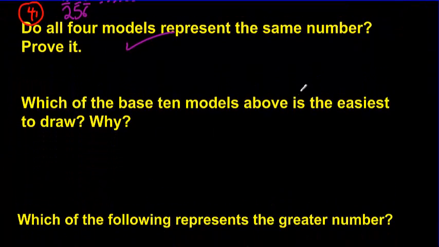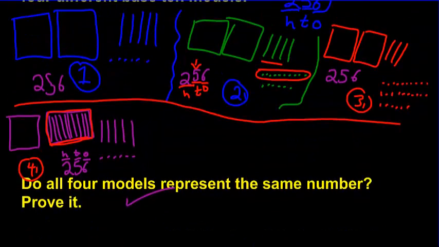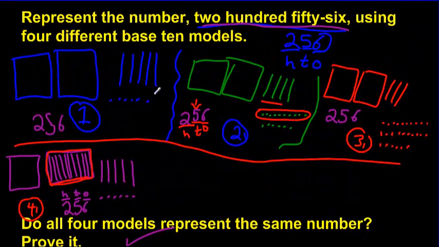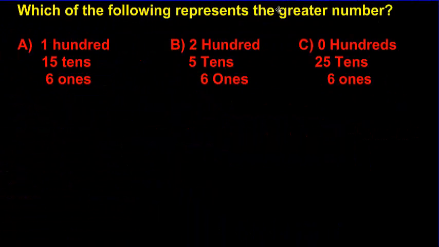Which of the models is easiest to draw? Well, again, it comes back to our simple diagram. This one here is the easiest one to draw. Which of the following represents the greater number, or in our case, the greatest number? So what I would recommend you do in any example like this is to draw it out, like what we've been doing all along. Draw your 100, like so.